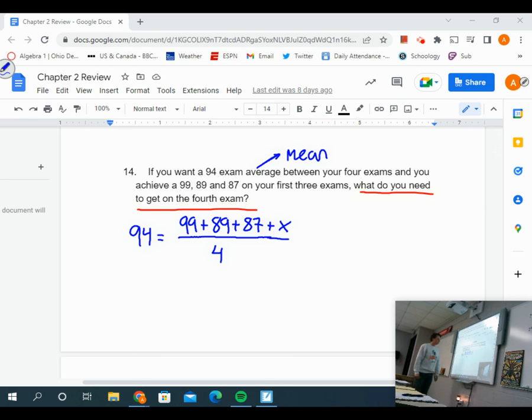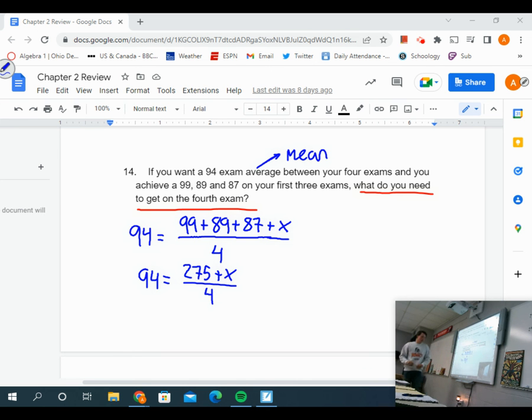And this would be our setup. Why? Because the average of these 4 exams, of which the 4th score we don't know, should come out to be 94. How do you find an average? Add all the 4 scores up, divide by however many exams I took. A little bit different because we're not finding the mean, we're finding an actual test score. But that's okay, we can start by combining our like terms. We can do 99 plus 89 plus 87, and I get 275 plus x divided by 4.